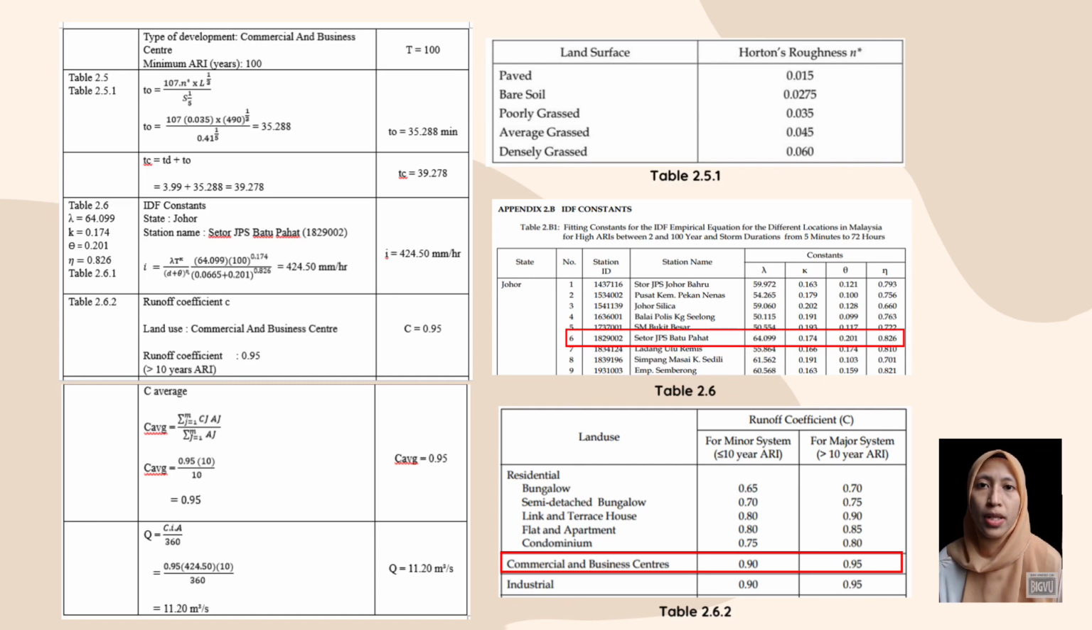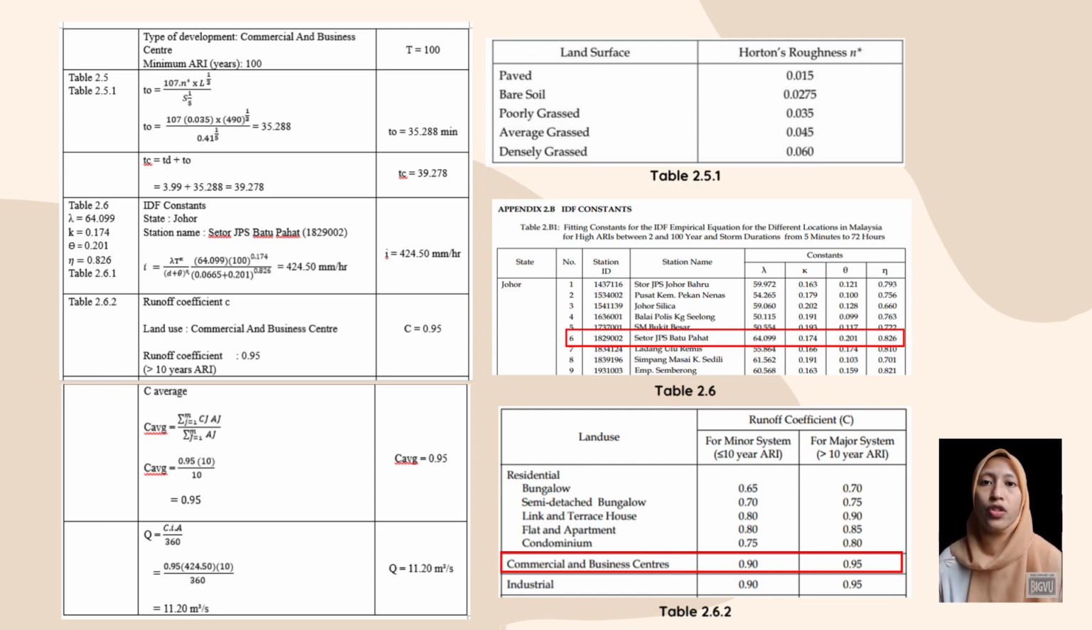The type of development is commercial and business center, and the minimum ARI is 100. The value for the calculation of overland flow TO is obtained by referring to table 2.5.1 to obtain the heterogeneous value, and the value will be included in the overland flow formula. Then the TD and TO values obtained will be added to obtain the time of concentration value TC. The TC value obtained is 39.278. The next calculation is the empirical IDF curve.